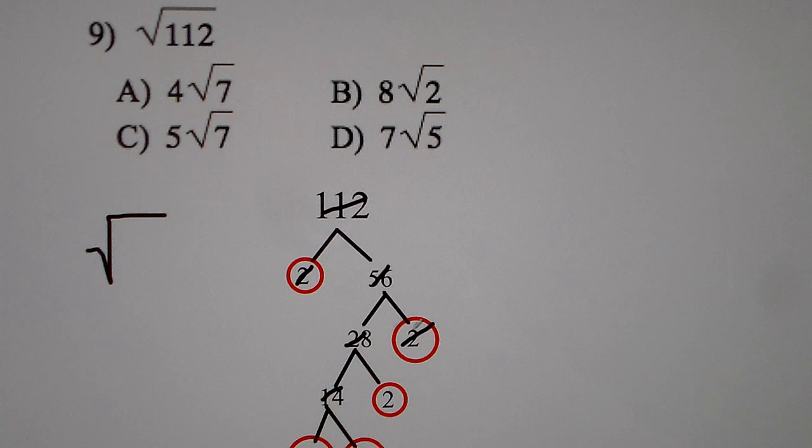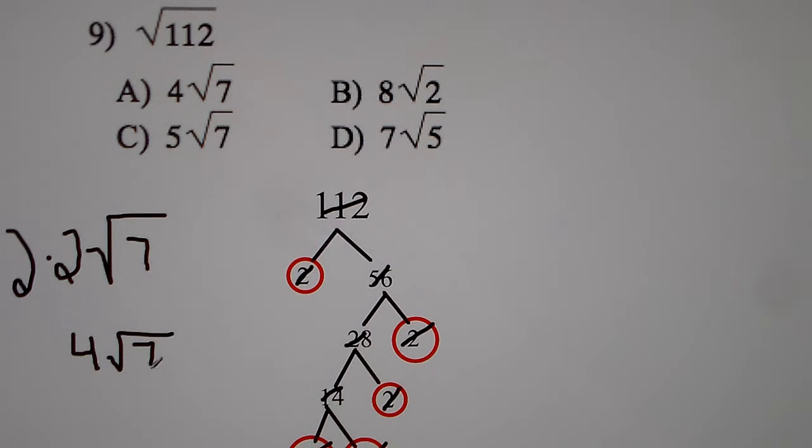This 2 matches up with this 2, so we put a 2 on the outside. This 2 matches up with this 2 on the bottom, so we put another 2 on the outside. And this 7 doesn't match up with anything, so we put the 7 on the inside. 2 times 2 gets us 4, so we have 4 radical 7. That's our answer. So 9 is A.